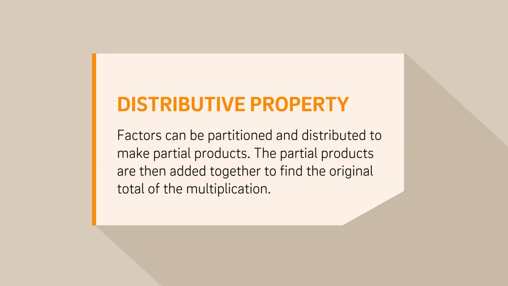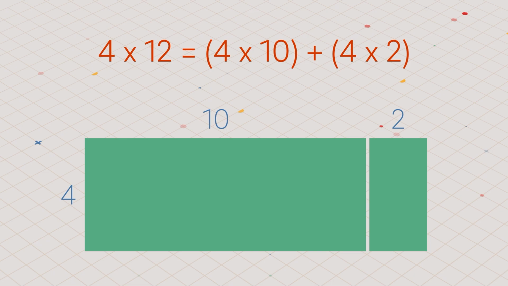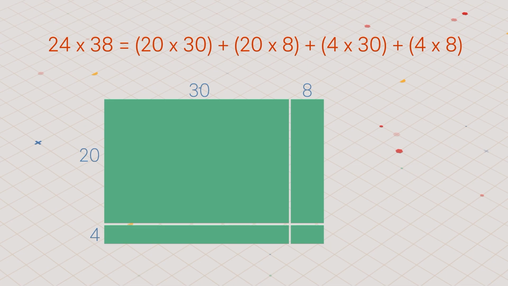The distributive property states that factors can be partitioned and distributed to make partial products. The partial products are then added together to find the original total of the multiplication. For example, in 4 times 12, 12 can be thought of as 10 plus 2. The 4 is then distributed across the 10 and the 2. Partitioning one factor creates 2 partial products. Partitioning 2 factors creates 4 partial products that are then added together.